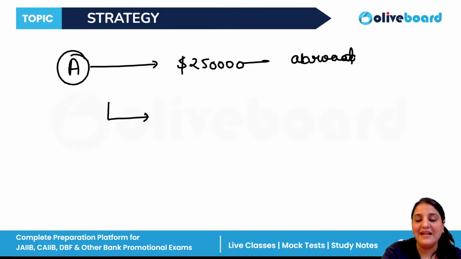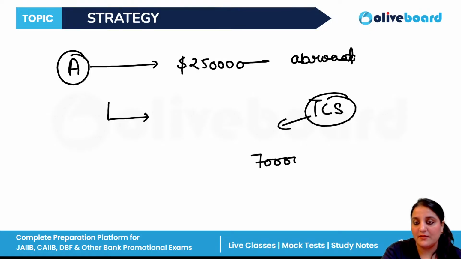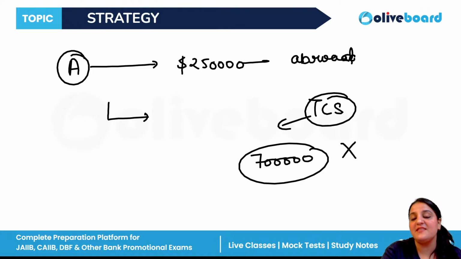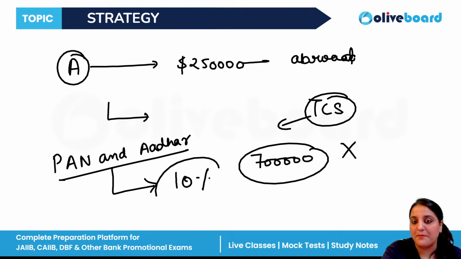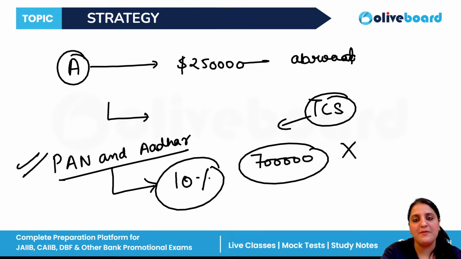TCS is the concept in which up to 7 lakh there is no deduction, but for more than 7 lakh there is a deduction of some percent. In the case of PAN card and Aadhaar card, if a person does not have a PAN card or Aadhaar card, that deduction becomes 10%. But if a person has a PAN card or Aadhaar card, only 5% is deducted.